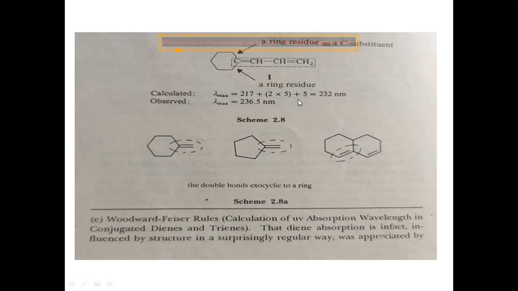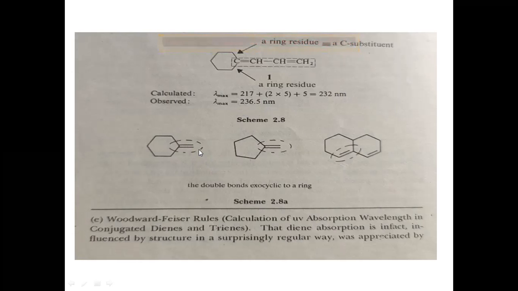This is the base value for this diene, 217. Then two alkyl or two ring residues, that contribution will be 2 into 5, 10, plus 1 exocyclic double bond, 5. So it is 232 nm. This is our predicted value, and the observed value is 236.5 nm, nearly matching.